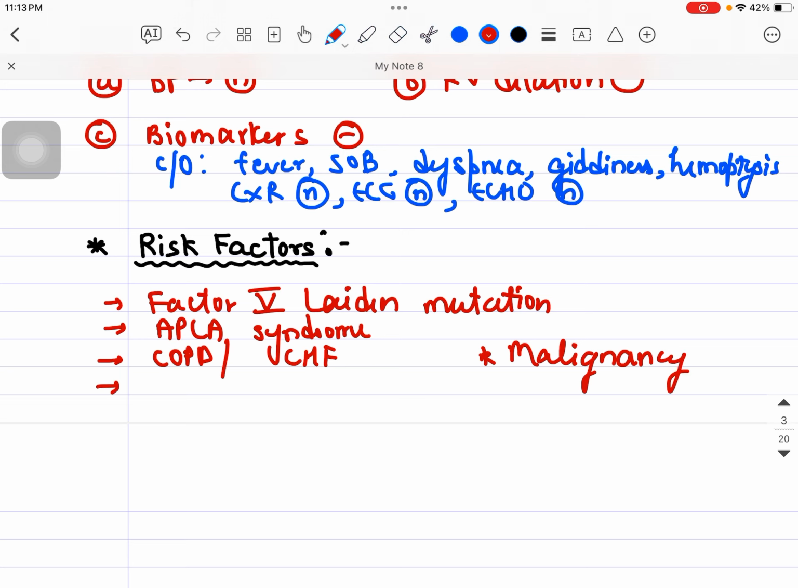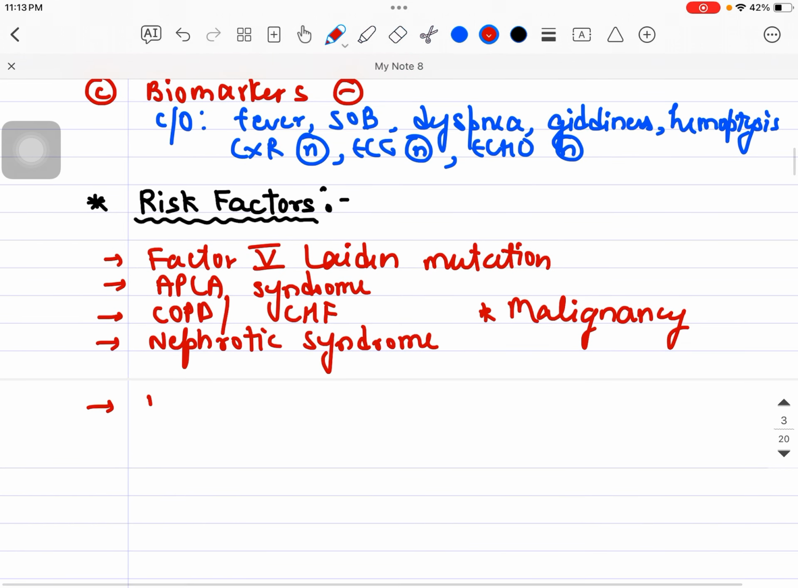The person with a kidney problem, mainly nephrotic syndrome, and membranous nephropathy is the main cause over there. The females who are using hormonal replacement therapy are also very prone to getting this particular thing.